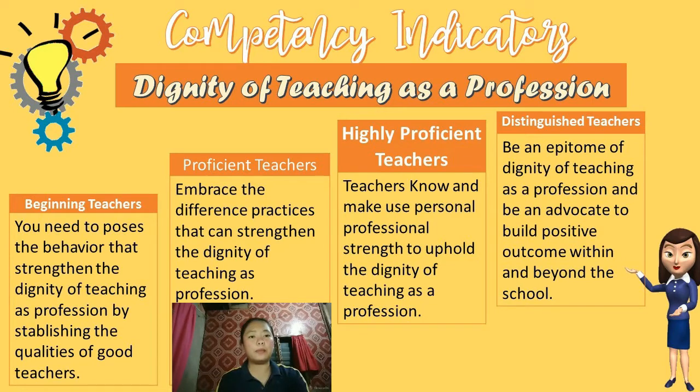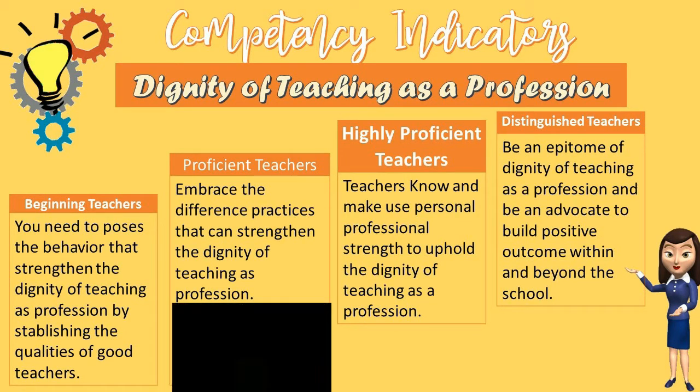And lastly, being distinguished teachers in strand 7.2. Being a distinguished teacher, they should be an epitome of the dignity of teaching as a profession and be an advocate to build a positive outlook within and beyond the school. The teacher needs to act and be a role model and an advocate for upholding the dignity of teaching as a profession to build a positive outlook and learning culture within and beyond the school.